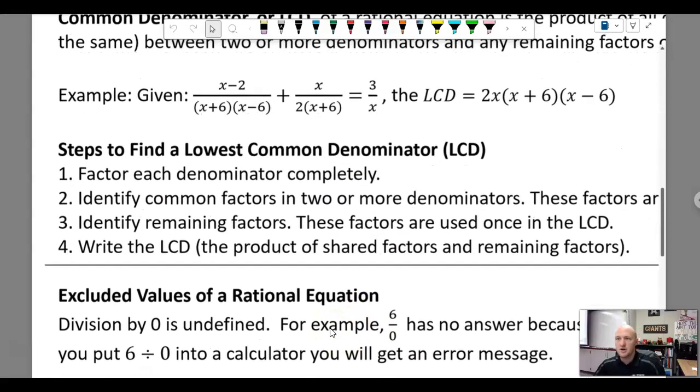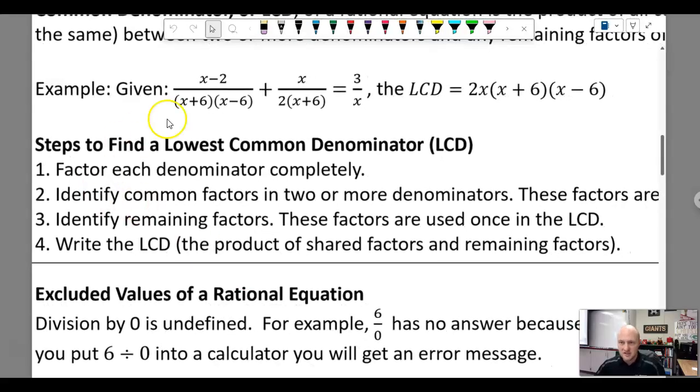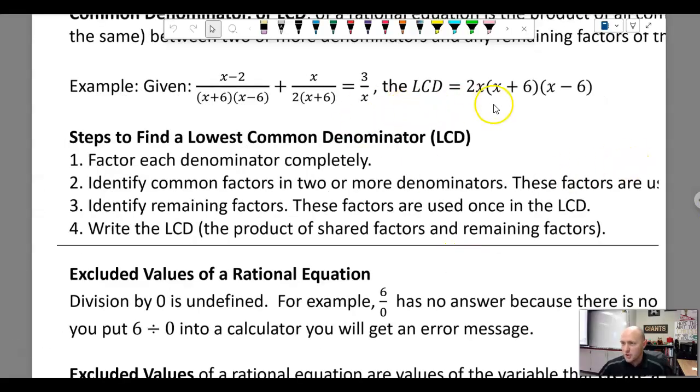So here's an example of what a factored rational equation looks like. For my LCD, I take everything that's shared. Notice I have an x plus 6 that's shared, so that's going to be one of my shared factors. And then I have these other ones that don't match, so they're going to be left over. These are remaining factors: an x minus 6, a 2, and an x. I need all of these in order to cancel.